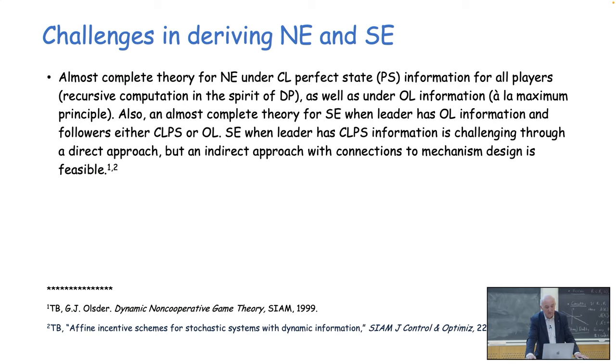But when the leader has closed loop perfect state information, or any information which carries information on the actions of other players, then this is an extremely difficult problem. And no direct approach, as far as I know, would be applicable because you don't know what the structure of the leader's policy is going to be. But there is an indirect approach which has connections to mechanism design or incentive design, and that's feasible. I showed way back in the early 1980s what sort of an approach could be taken to this, which I have referenced here.